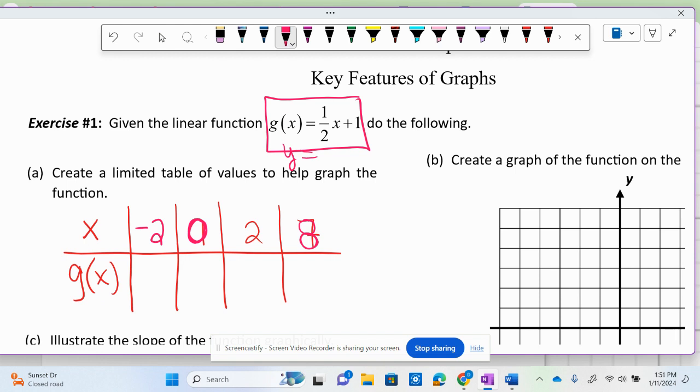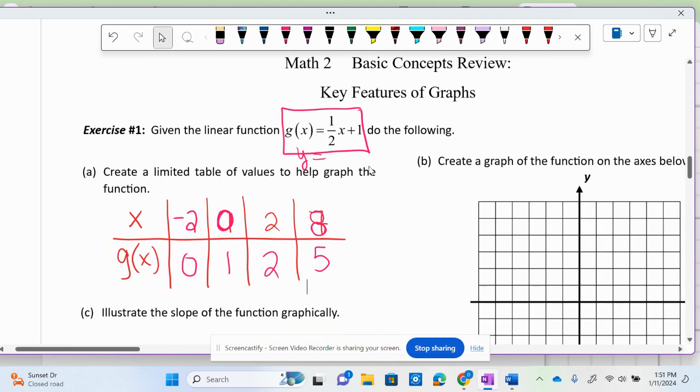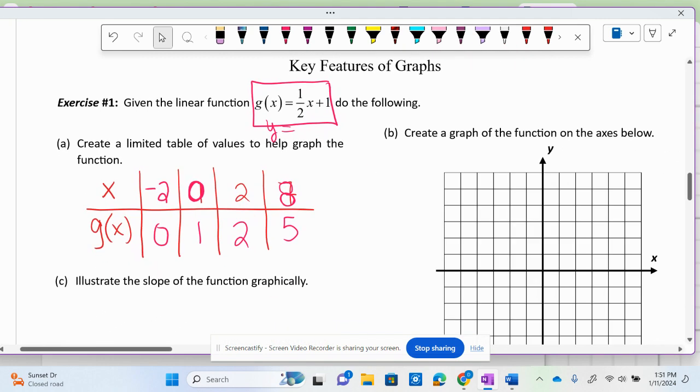So what is the output when x is -2? 0. What is the output when x is 0? What is the output when x is 2? And what is the output when x is 8? Good job. So let's just graph those. That's a limited table.